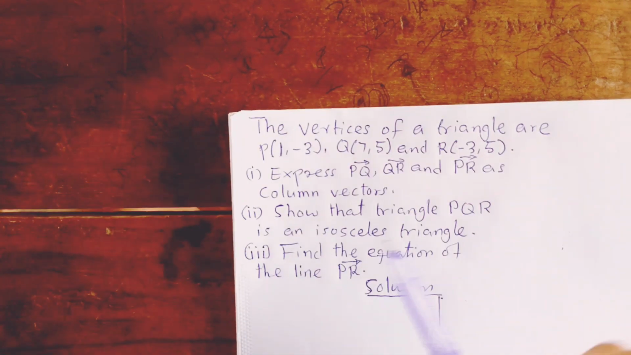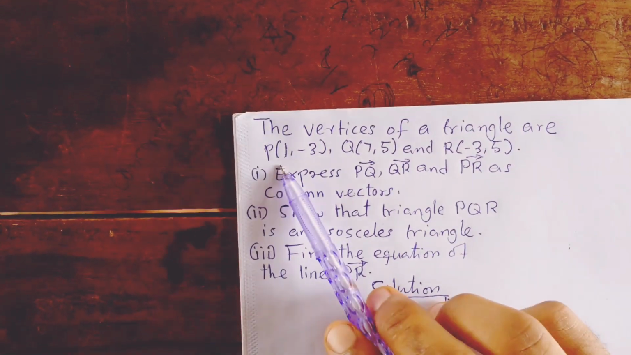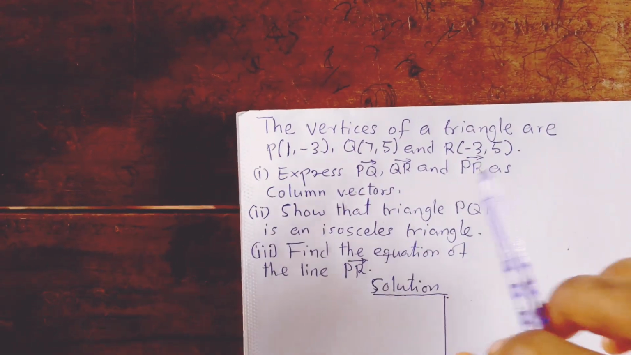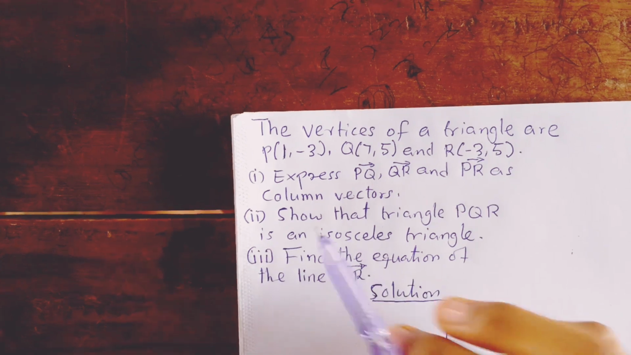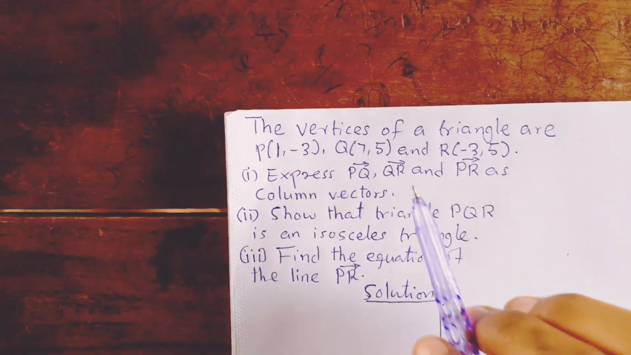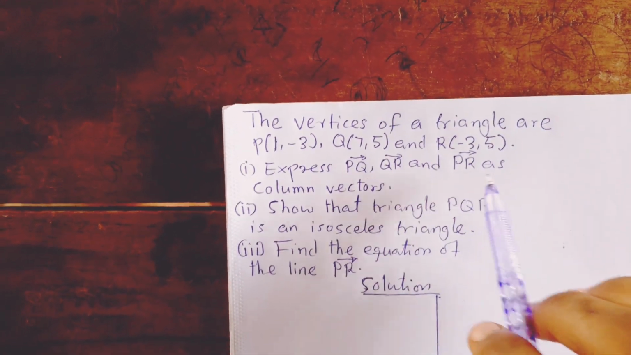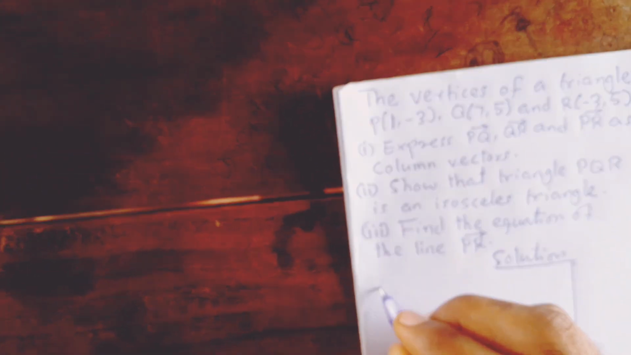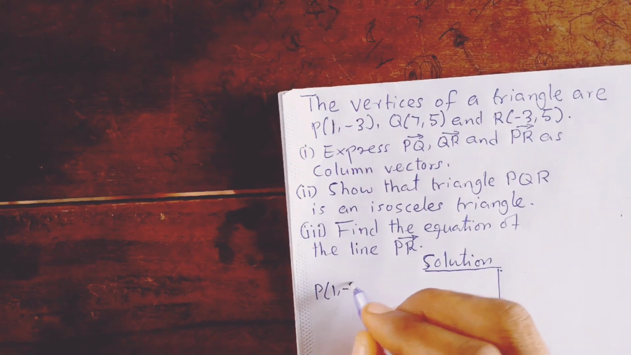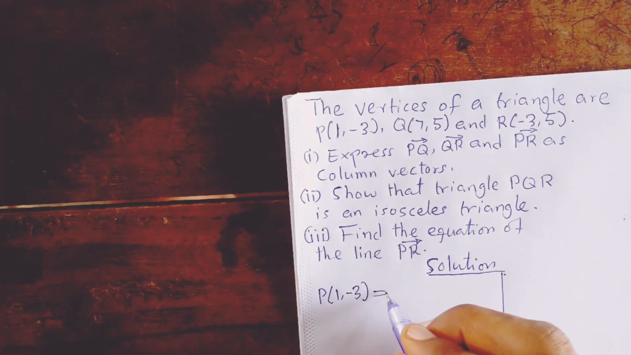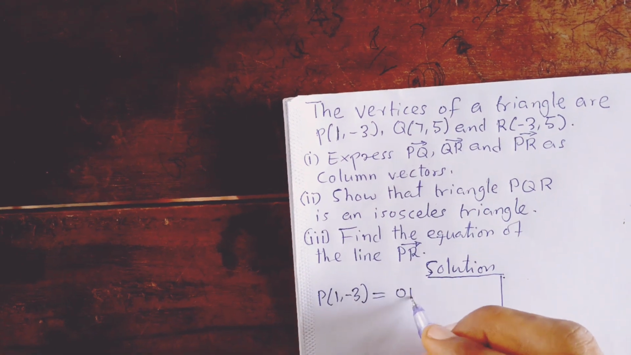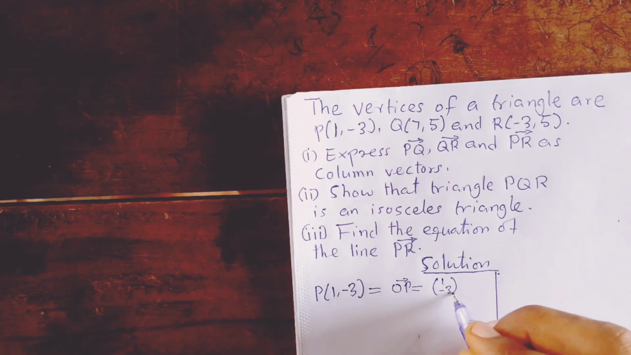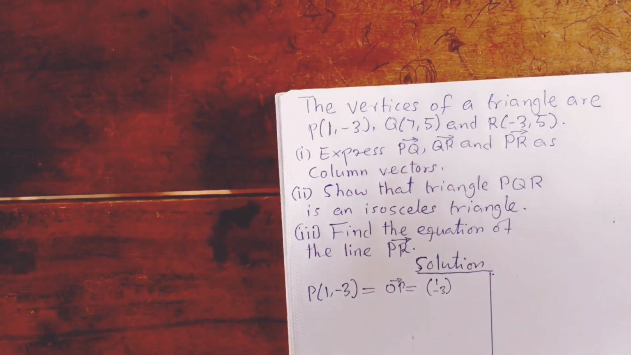So it means that we have a triangle PQR, and the vertices of the triangle are (1, -3), (7, 5), and (-3, 5). The first one says express PQ, QR, and PR as column vectors. Assuming I have this point P, which is (1, -3), each column vector will give me OP, vector OP, which is (1, -3). So that is the basic concept of a column vector.